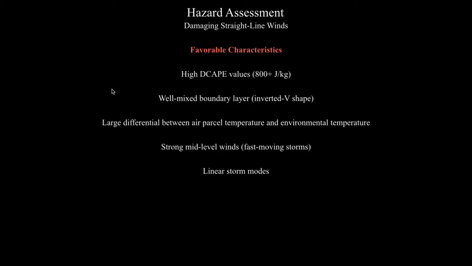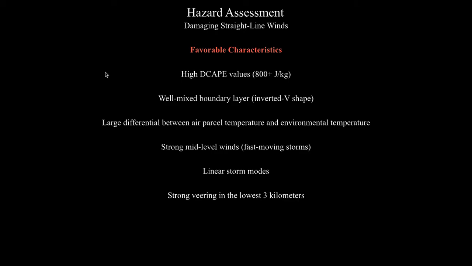And again, it's possible to get damaging wind gusts from supercells, especially with the rear flank downdraft, which is a downward moving current of air that occurs on the backside of the supercell. But ideally, to get a lot of widespread wind damage, you want linear storm modes. You want a nice line of thunderstorms for damaging straight line winds.